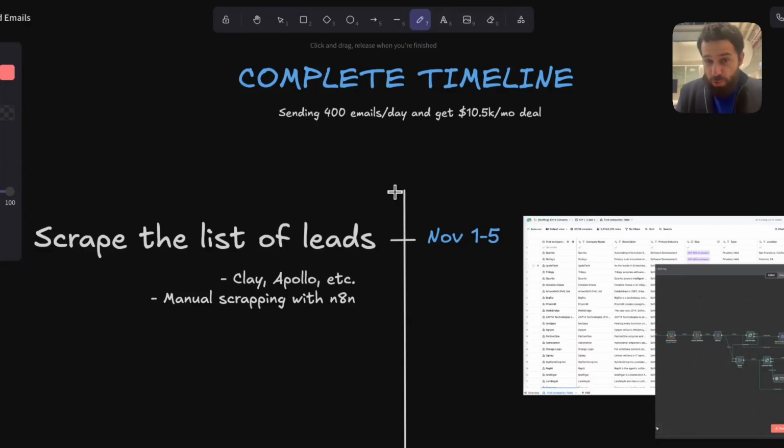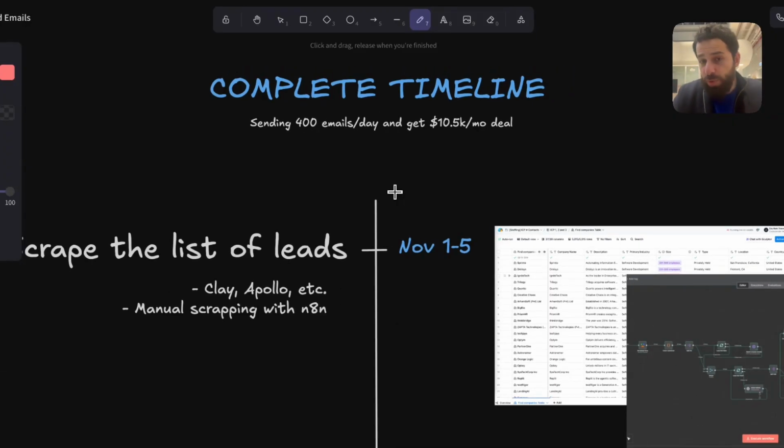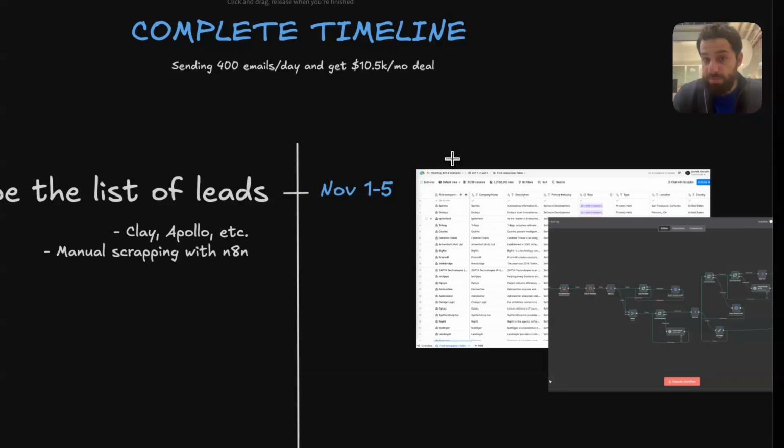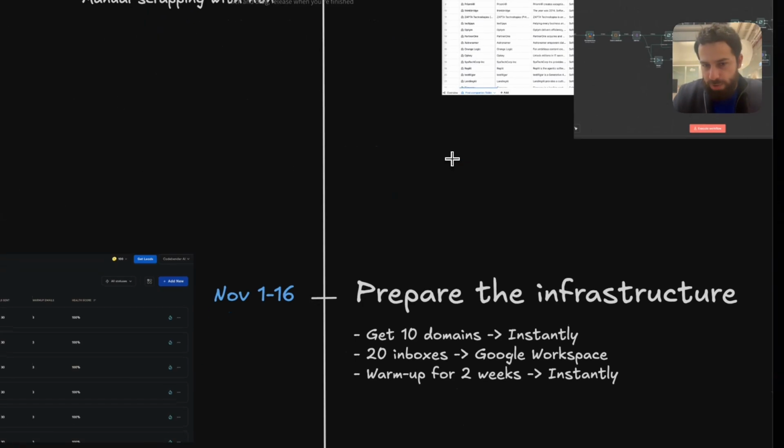So on November 1st, we started preparing the campaign. The first thing we need is a list of leads, right? So we have multiple strategies on how to scrape the leads. You can scrape them using Apollo, you can scrape them using Clay, you can scrape them manually as well yourself. We have a few automations where we can use different tools to scrape, like job boards on LinkedIn, Indeed, etc. We can scrape manually the leads from there. So we got a few thousand leads. That was the first thing. We get a list of a few thousand leads, we verify it, we make sure it's quality.